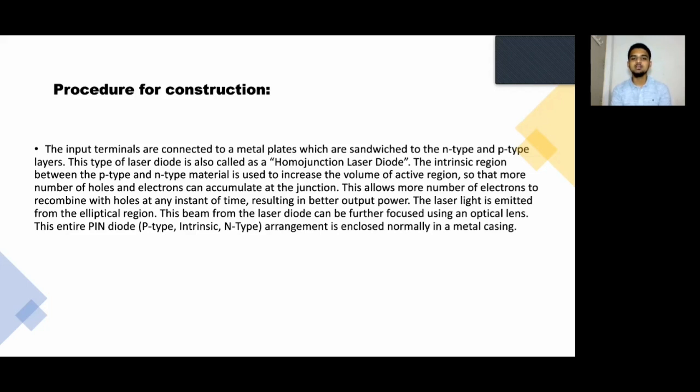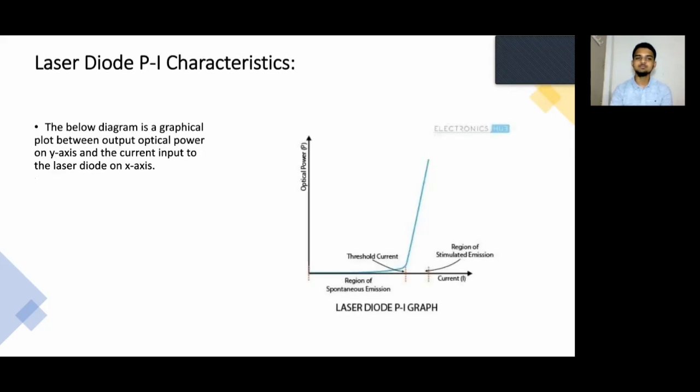This beam from the laser diode can be further focused by an optical lens. The entire PIN diode arrangement, p-type, intrinsic, n-type, is normally enclosed in a metallic casing.